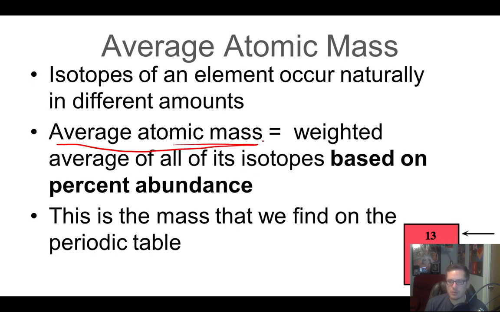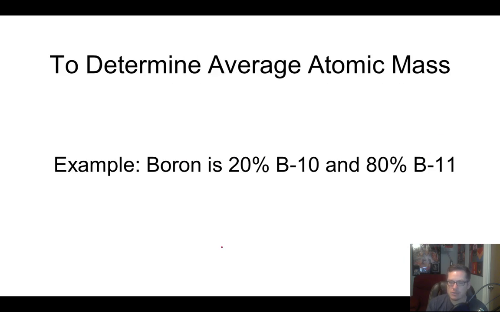It's not as simple as taking the 3 hydrogens, H1, H2, and H3, adding up their masses, and dividing by 3, because H1 was 99.985% abundant, whereas H3 was so little that it was negligible. So we have to use what's called percent abundance. It's a little more complicated way of calculating the average atomic mass.